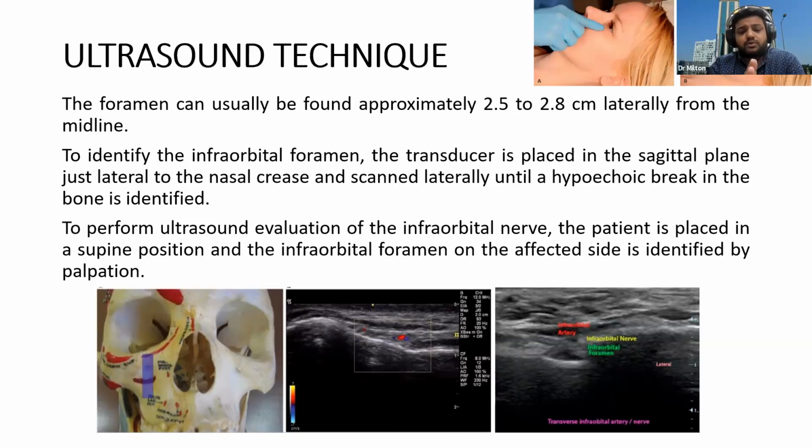Okay, so to identify the infraorbital foramen, place the transducer in the sagittal plane just lateral to the nasal crease and scan laterally until you see the hypoechoic break in the bony outline. After identifying the discontinuity, the bridging of the bone, then you apply Doppler.